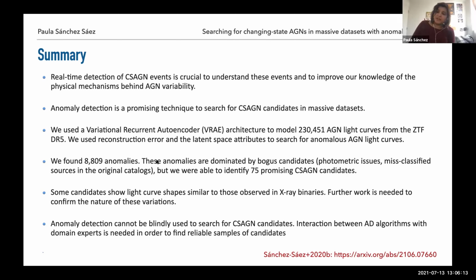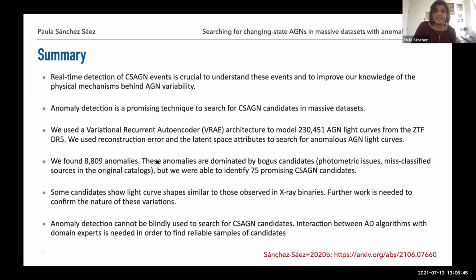Yeah, in this case, we're not biased towards the most variable sources because we are normalizing the light curve. So what the algorithm is seeing is not the original light curve, but a normalized version. And actually, there are some very variable sources that are not classified as anomalous by the algorithm. Okay, I understand. So there's a difference between the magnitude cut threshold in defining state transition. But what is a normal AGN light curve? That's what the algorithm is telling you.